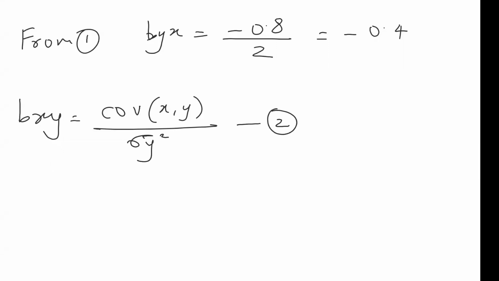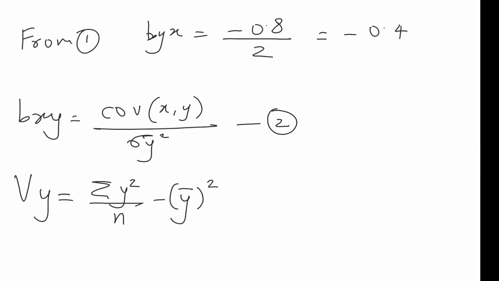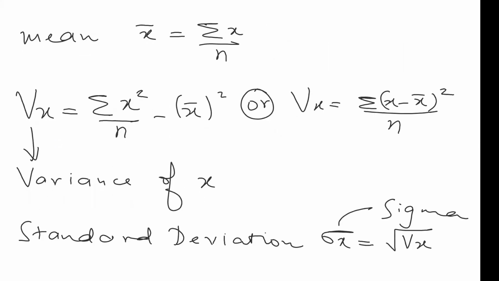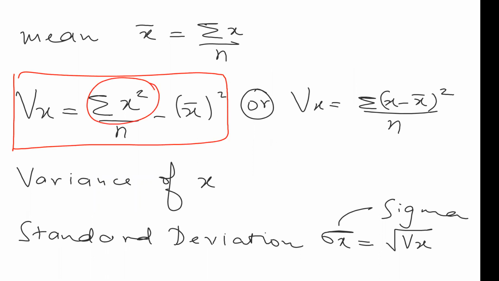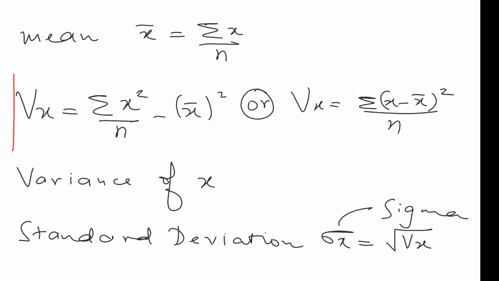Now covariance of xy we have, which is the numerator. Denominator, we are having standard deviation of y square. Standard deviation of y square, we are supposed to calculate. So while calculating standard deviation of y square, we'll first calculate variance of y. Variance of y is equal to summation y square upon n minus y bar square. Okay, we are using the first formula for variance of y. We are using this formula because we are having summation of y square. Okay, so it all depends on the data which formula to apply.